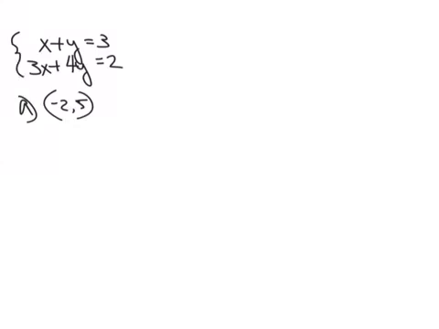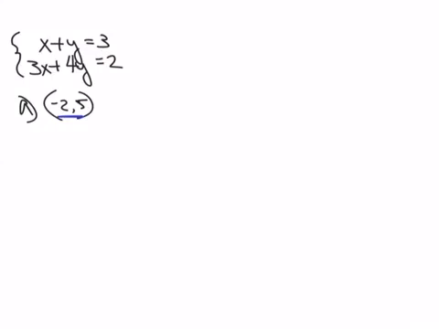How do you determine that? Well, you put -2 and 5 in the first equation and see if that's a true statement. You put -2 and 5 in this equation, see if it's a true statement. If it's a true statement for both of them, then it is a solution to the entire system. It has to be true for both of them.